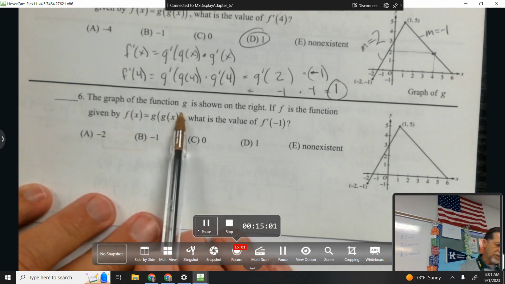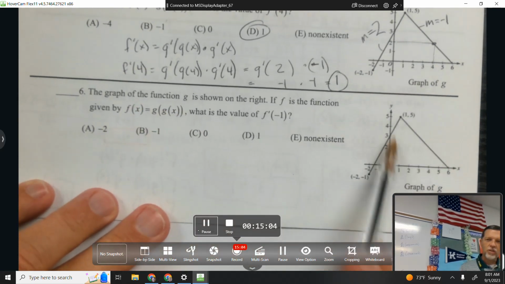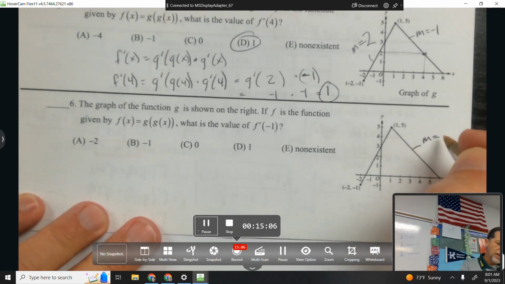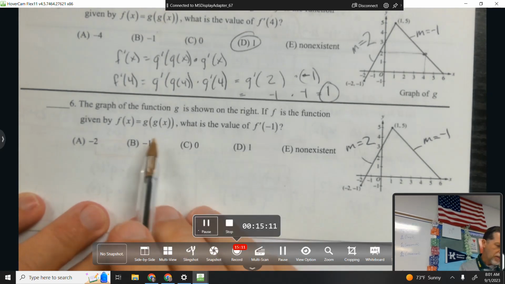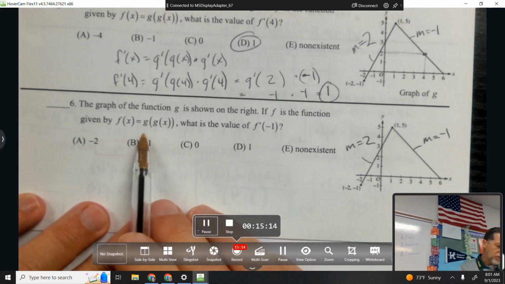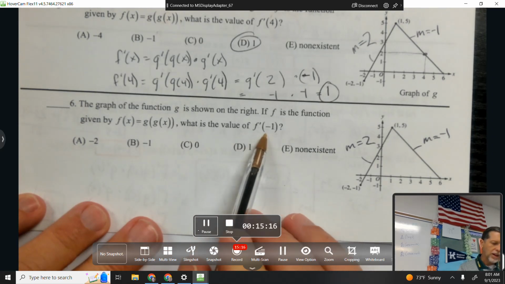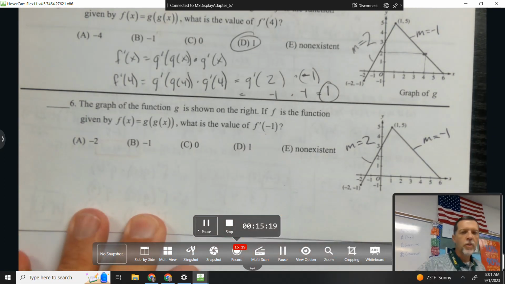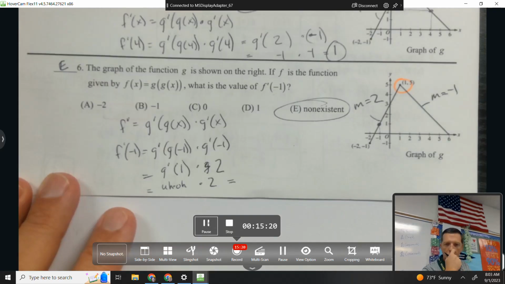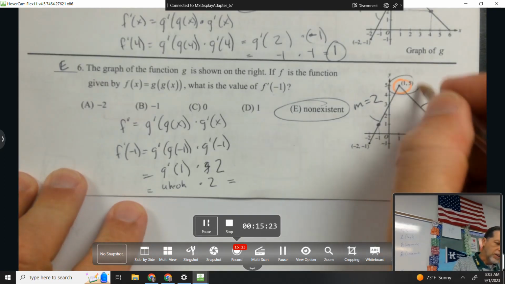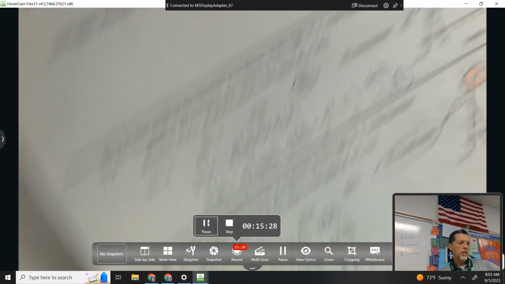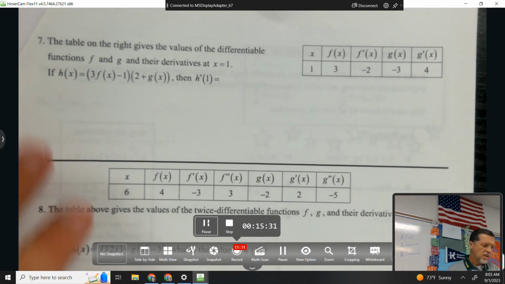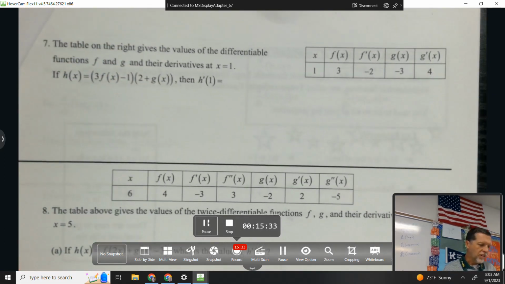The graph of the function g is shown on the right. That's the same graph, so I'm going to label those right now. That slope's -1, this slope's 2. Might need that. If the function f is g of g of x, what is the value of f prime at -1? Okay, so almost the same thing. Why don't you try number 6? So again, when you hit a derivative at a cusp, you're kind of done with the problem. You can't do that. Uh-oh. Number 7, the table on the right. Again, a table problem.